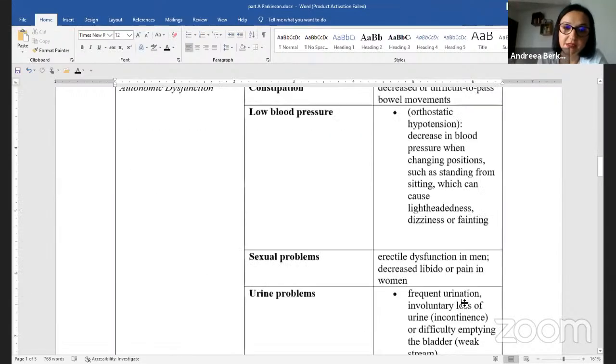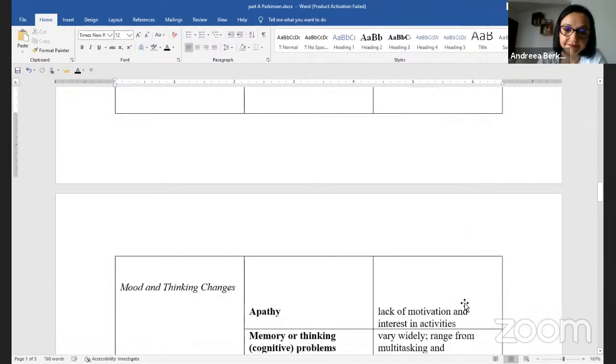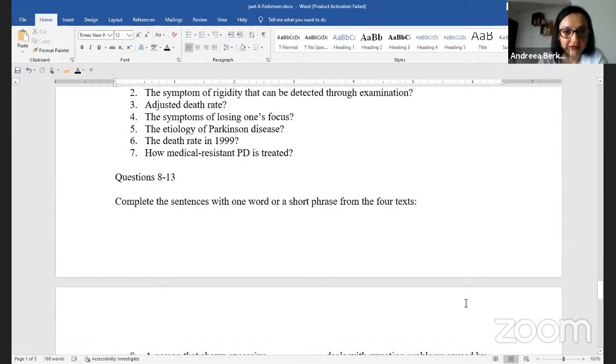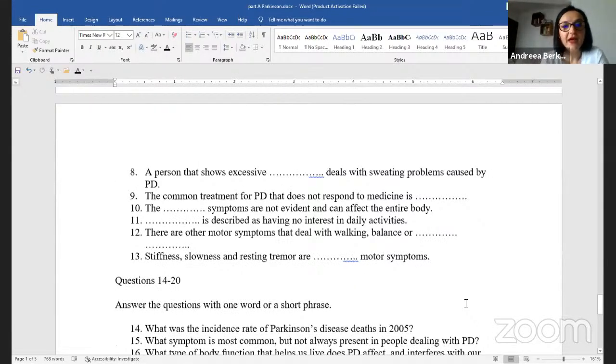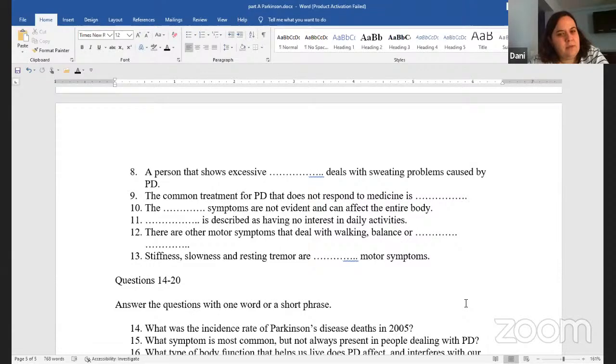Question 10. The blank symptoms are not evident and can affect the entire body. So we talk about a type of symptoms that are not very obvious and will affect the entire body. Which text am I going to show you? C. I think B. C, non-motor.